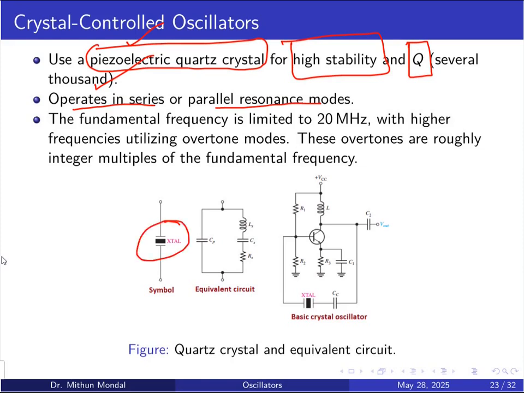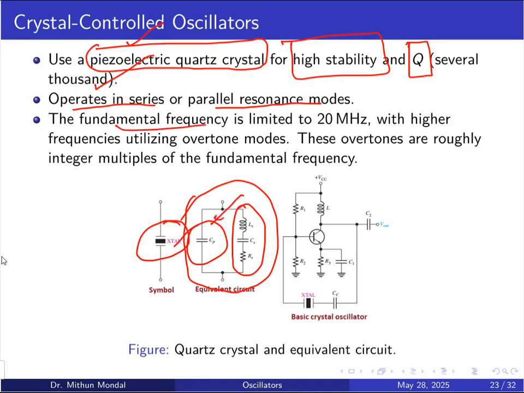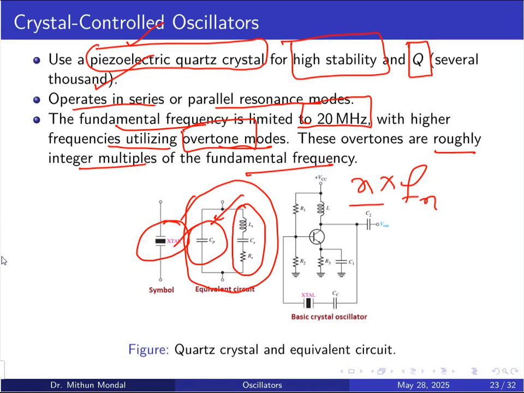So this is the symbol of the crystal oscillator, and the equivalent circuit is a combination of LC with two parallel networks. One has a capacitor CP, which is parallel, and the other is a series RLC network. So these combinations will form the series and parallel resonance. The fundamental frequency is limited to 20 MHz, and higher frequencies will utilize the overtone mode. So what is overtone? Overtones are roughly integral multiples of the fundamental frequency. So if the fundamental frequency is Fn, then we multiply with n to get the overtone, the integer multiples of the fundamental frequency.